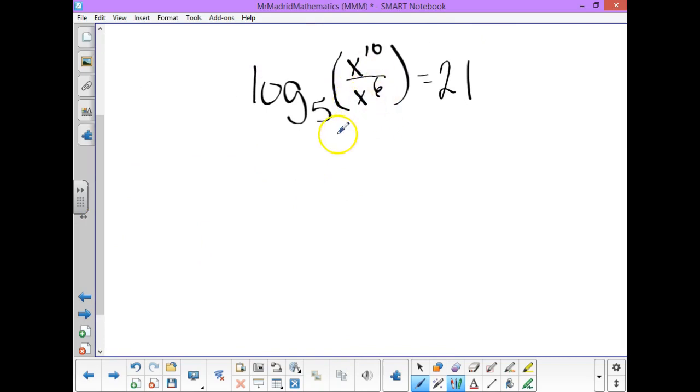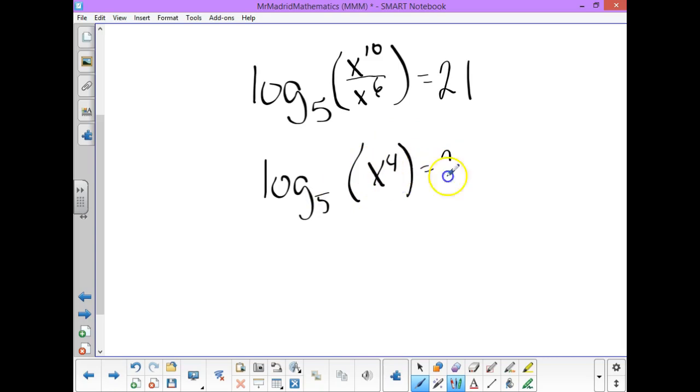Alright, next in this process is, like we've done in the past, to further simplify, when possible, the expression in the parentheses. So this is log base 5 of x to the 4th equals 21. Alright, what can we do here? What we're going to do is rewrite the problem now, since there's not much we can do. I'll just get rid of the parentheses.